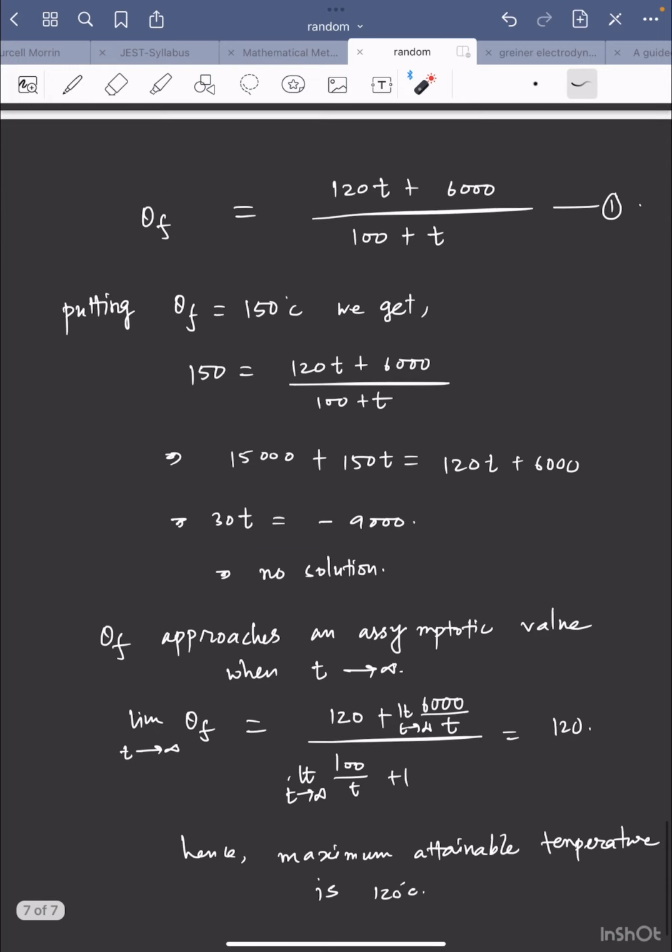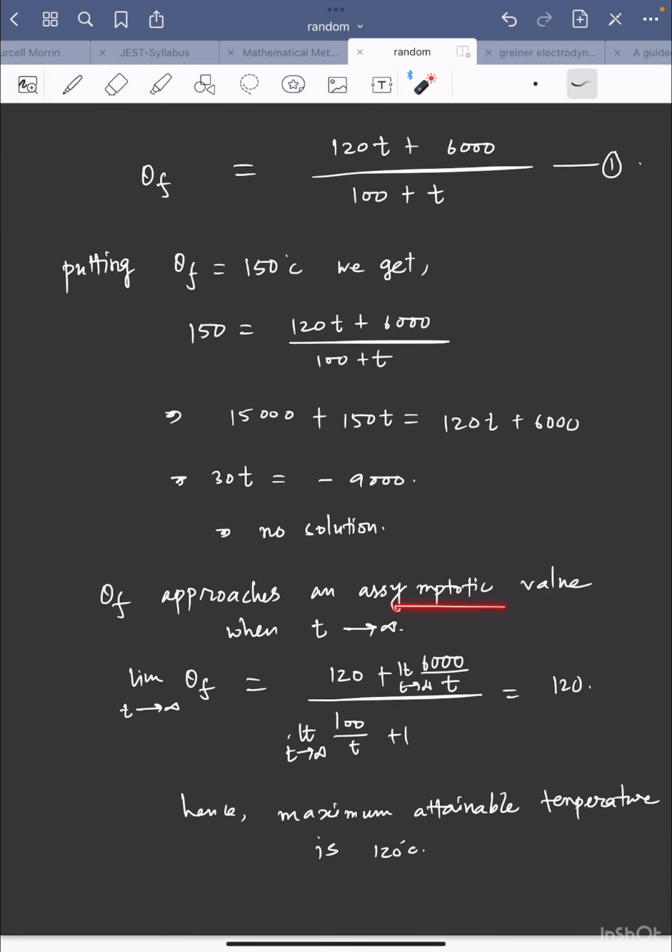So why can this not happen? Because we will get some asymptotic value when time tends to infinity. We will get some constant theta F, or you can say this is the limiting value of the final temperature as t becomes very large. You can find that by dividing the right hand side of this expression by t, and then taking the limit as t tends to infinity, this term goes to 0, and we can see this is 120. So the maximum attainable temperature of this mixture will be 120.